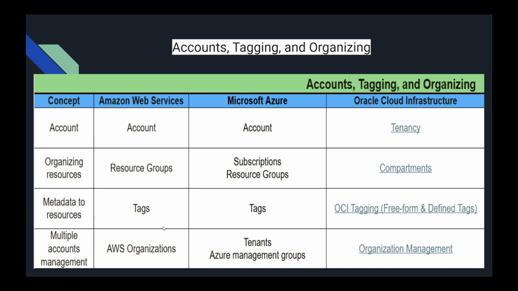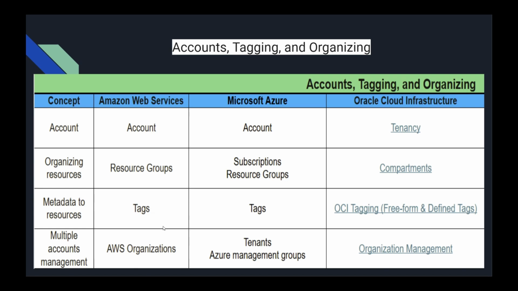So how do you do account management in each cloud? Multiple account management is about coordinating and securing several accounts across a system, ensuring efficiency and compliance. In AWS, it is called AWS Organizations. In Azure, it is called tenants or Azure management groups, where you segregate by these logical layers. And in OCI, it is called organization management. I hope this comparison provides a fundamental view of how the three concepts work and the setup.